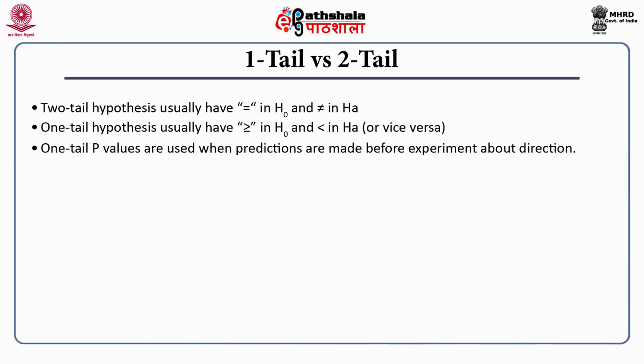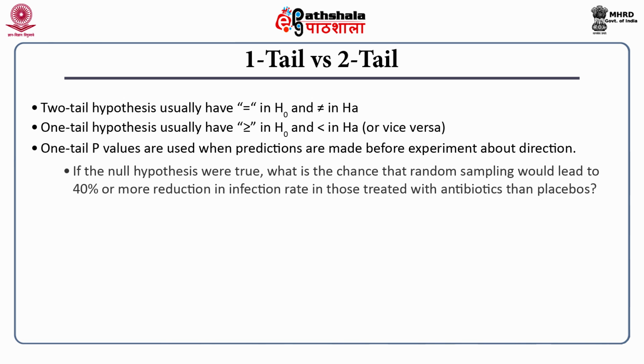One-tail p-values are used when predictions are made before the experiment about the direction. So if you know the directionality of your effect, then you use the one-tail p-value. So if the null hypothesis were true, what is the chance that random sampling would lead to 40% or more reduction in infection rate in those treated with antibiotics than the placebos? See that I'm saying lead to 40% or more reduction. I know that it will reduce. Why?